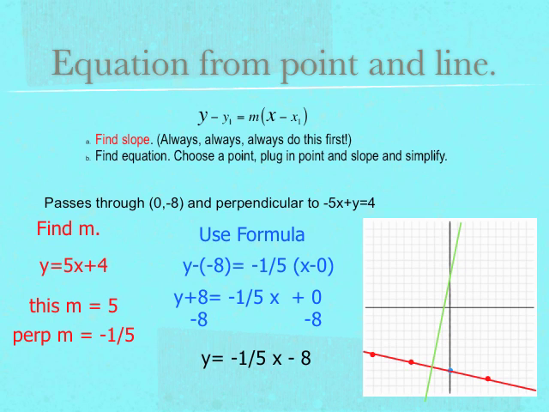Why? The point I was given, because it had 0 in the x spot, was the y-intercept. So once I did that red work, I could have just written down my line, y equals negative 1/5 x minus 8, because I know my y-intercept is negative 8.